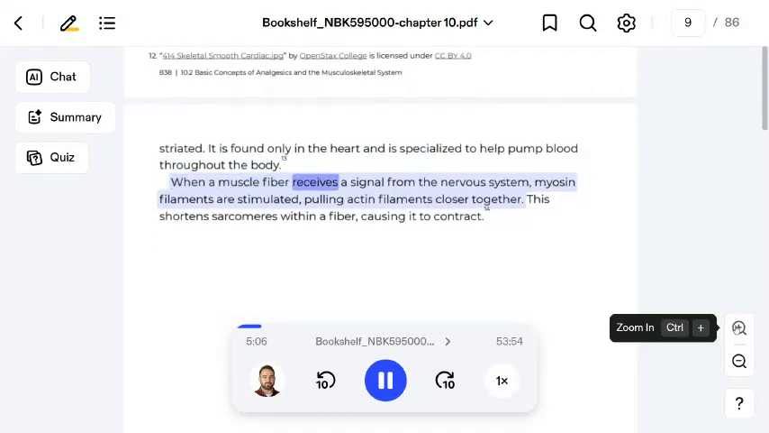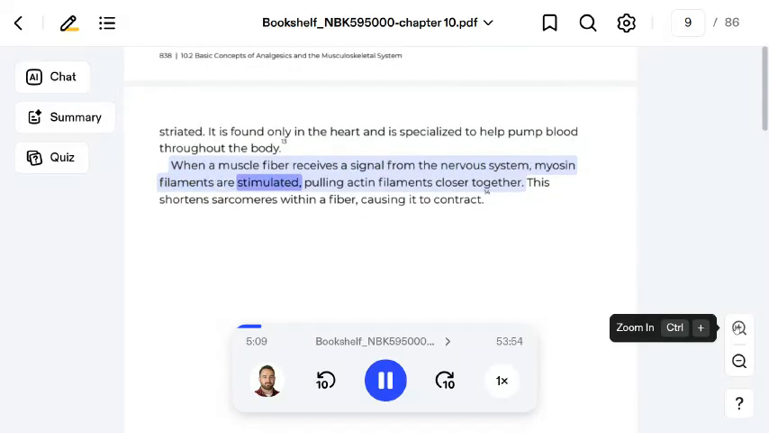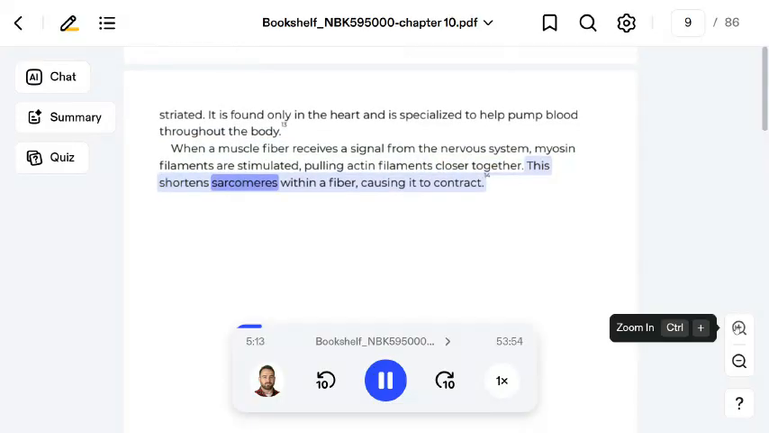When a muscle fiber receives a signal from the nervous system, myosin filaments are stimulated, pulling actin filaments closer together. This shortens sarcomeres within a fiber, causing it to contract.